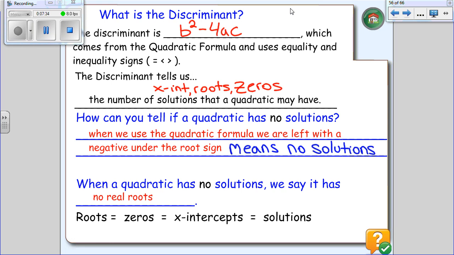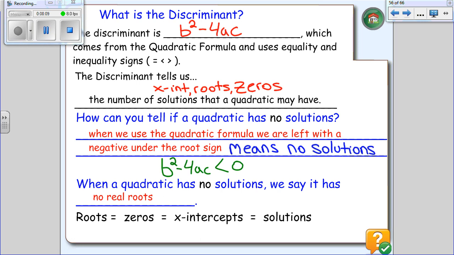Now, we can describe numbers as being negative. Mathematically, what this means is that b squared minus 4ac, that's the discriminant, is less than 0. Okay, that means negative. Do we see how that means negative? So the discriminant is less than 0. The discriminant is negative. That's a mathematical way that we could show that same thing.